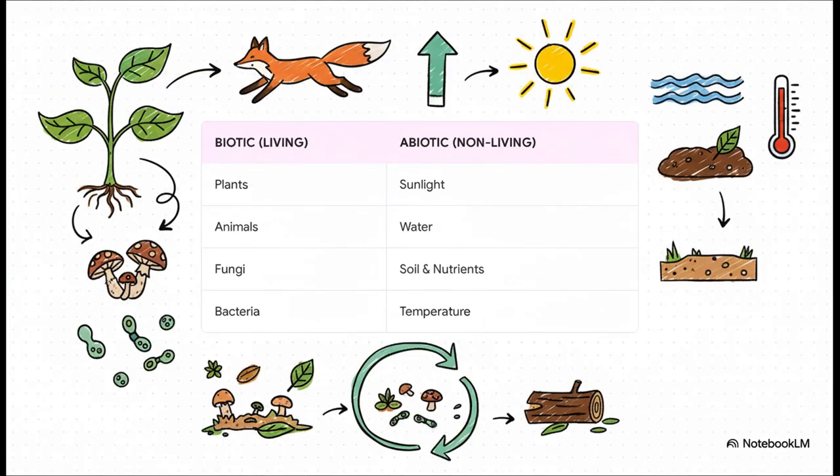This slide breaks that down perfectly. Just picture a simple pond, okay? The biotic, or living stuff, that's the fish, the algae, the frogs, all that. The abiotic, or non-living parts, that's the water itself, the sunlight hitting it, the temperature, and the mud and nutrients at the bottom. The real magic of the ecosystem happens right where those two lists meet.